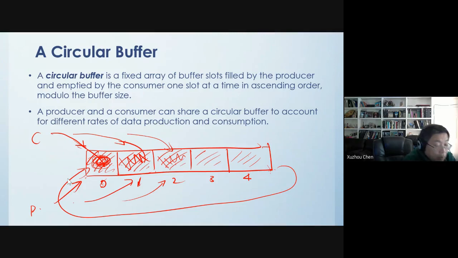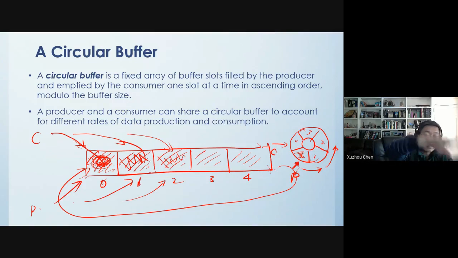Now you can interpret this like a circle. So buffer 0, 1, 2, 3, 4, and the producer is going to produce things and put them in the buffer, and then move to the next one. The consumer moves in the same direction, following the producer. So it looks like, in a circle, the producer and the consumer just chase each other. The producer can continue to produce and fill the buffers, and the consumer follows the producer and consumes the buffers.